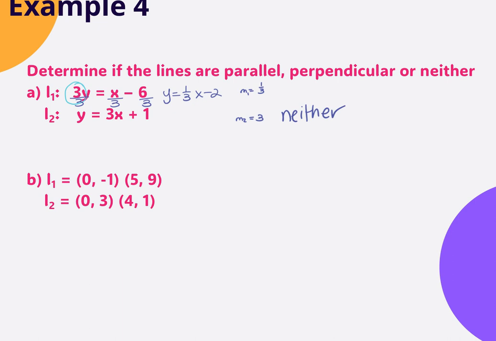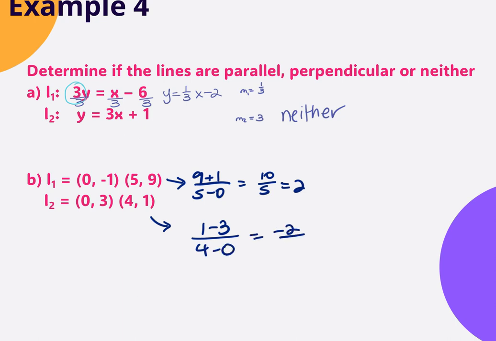For B, you're going to find your slope. So I do 9 minus a negative 1 over 5 minus 0, 10 over 5, which is 2. And for line 2, 1 minus 3 over 4 minus 0, negative 2 over 4, negative 1/2.